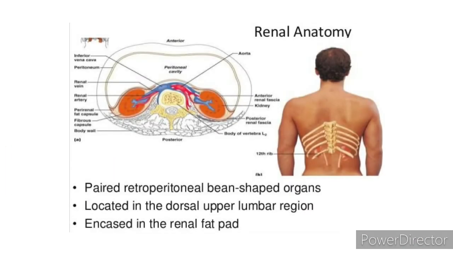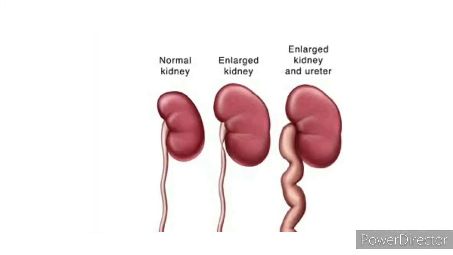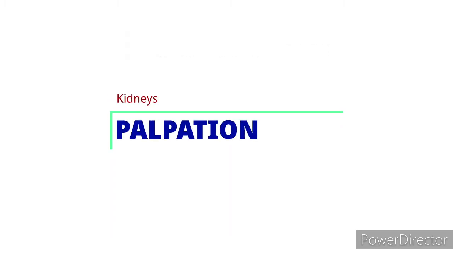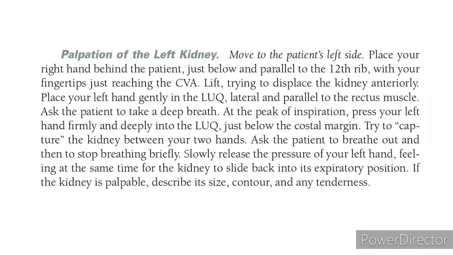The kidneys are retroperitoneal and usually not palpable, but learning the techniques for the examination helps you distinguish enlarged kidneys from other organs and abdominal masses. Palpation of the kidney. Move to the patient's left side. Place your right hand behind the patient just below and parallel to the 12th rib, with your fingertips just reaching the costovertebral angle. Lift, trying to displace the kidney anteriorly.